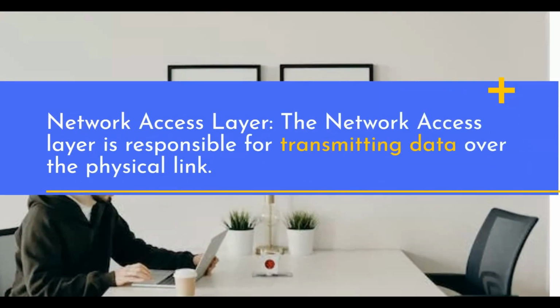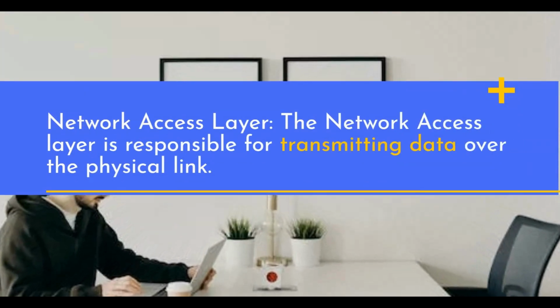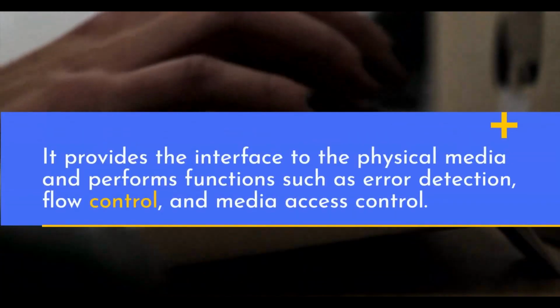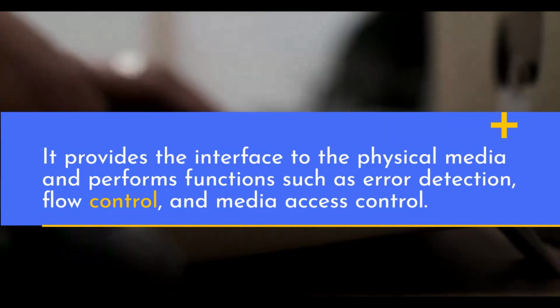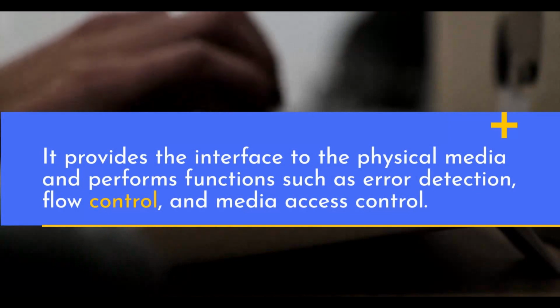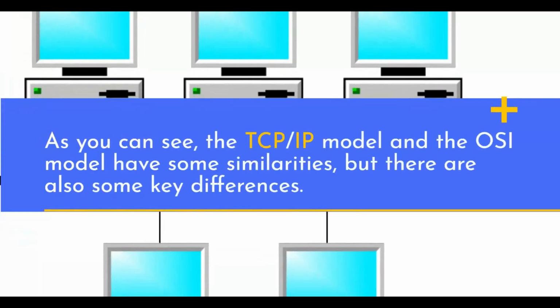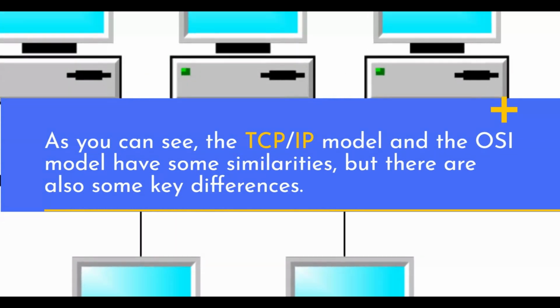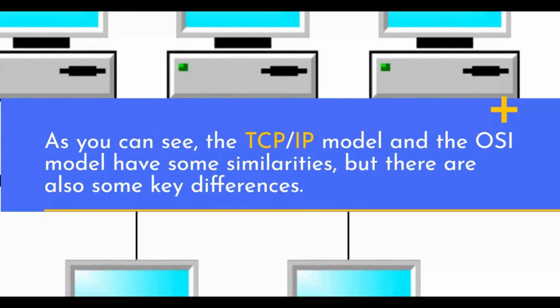Network access layer. The network access layer is responsible for transmitting data over the physical link. It provides the interface to the physical media and performs functions such as error detection, flow control, and media access control. As you can see, the TCP/IP model and the OSI model have some similarities, but there are also some key differences.